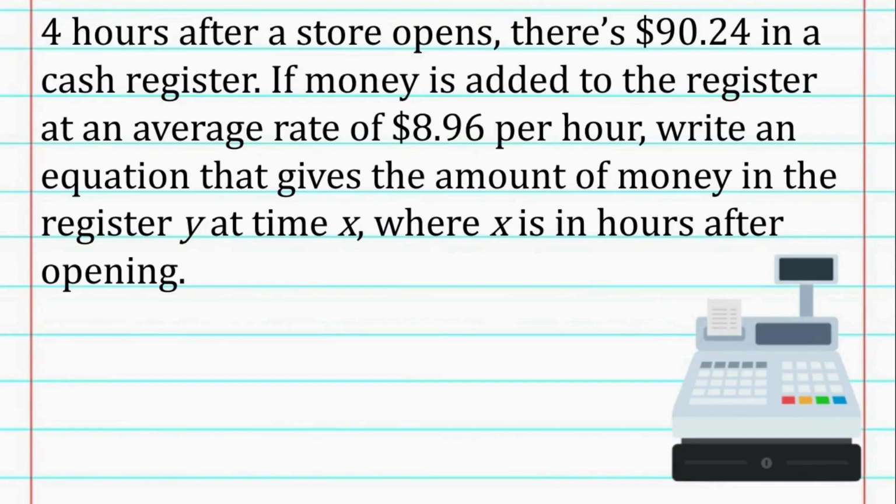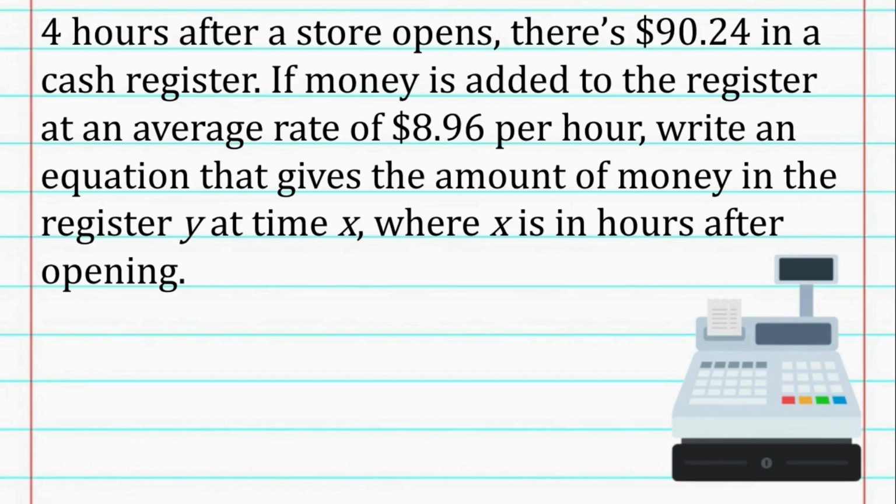Now let's look at a fun word problem. 4 hours after a store opens, there's $90.24 in a cash register. If money is added to the register at an average rate of $8.96 per hour, write an equation that gives the amount of money, or really the estimated amount of money, in the register y at time x, where x is in hours after opening. Take a moment, pause the video, and unpause the video when you have a linear equation to model this scenario.